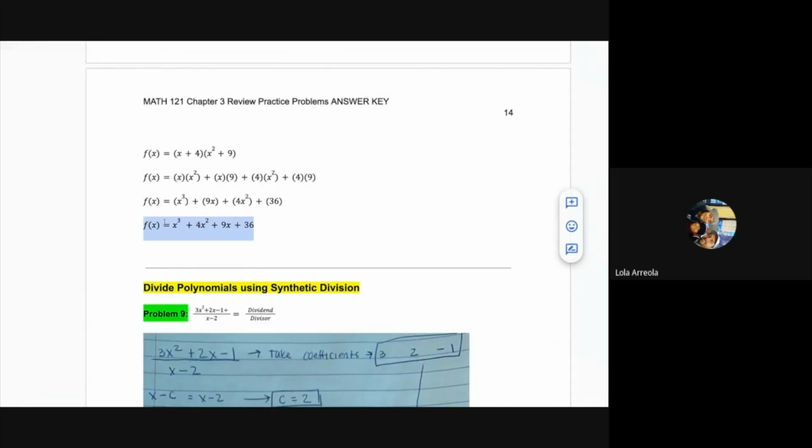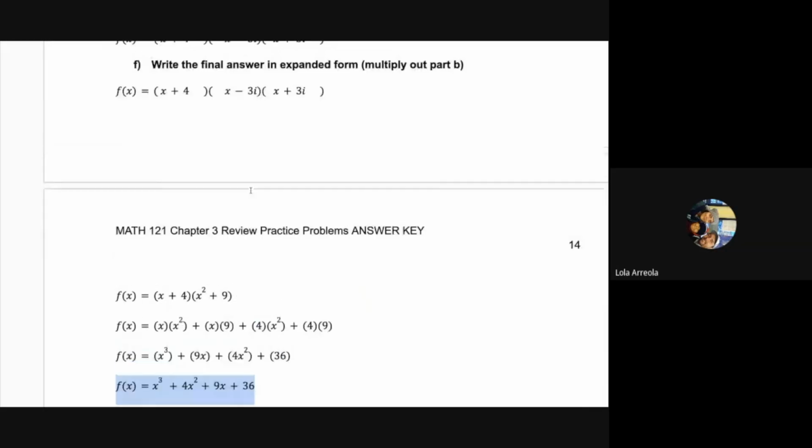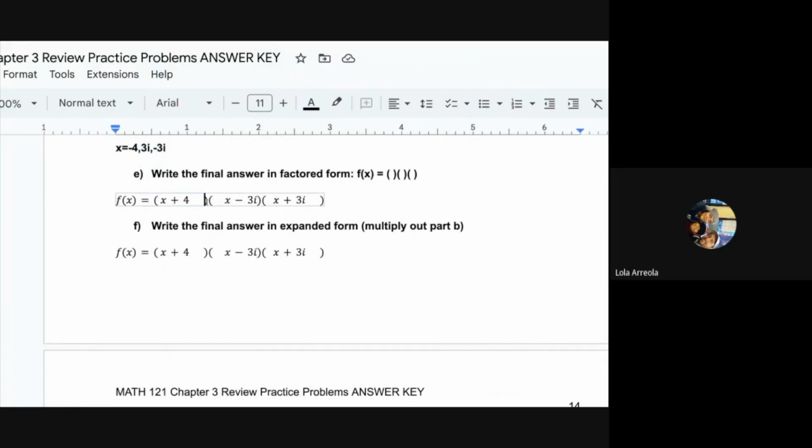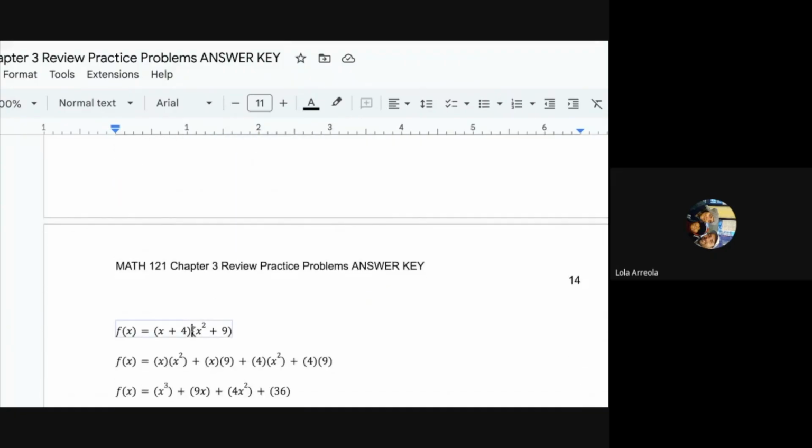And this would be the final expanded answer. The important thing here is that you know how to identify that zeros have come in pairs. You know how to write the zeros as factors, and that you know that these complex factors, when you multiply them, they multiply out to something like this.